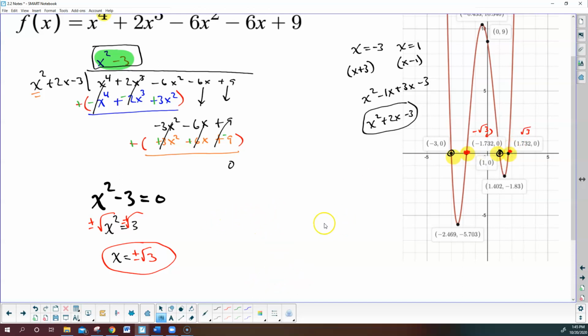So there you go. We now have all four solutions. We've got the plus and the minus square root 3, and then we have the original x minus 3 and x plus 1. All right, that's all I got. Hopefully this helps.